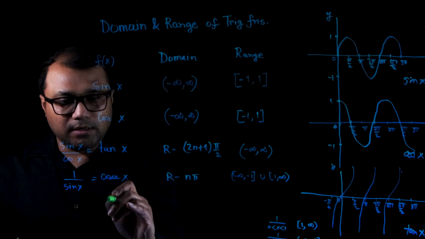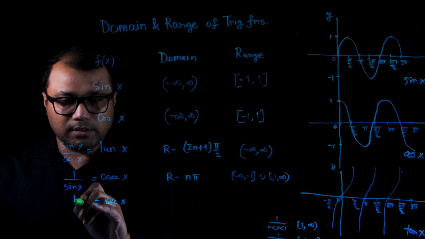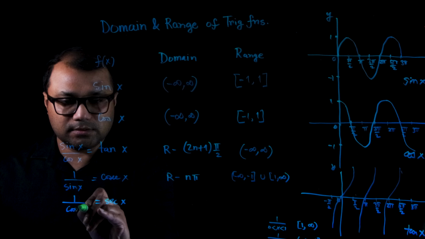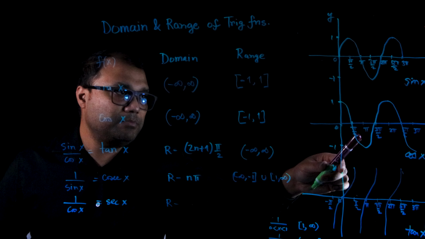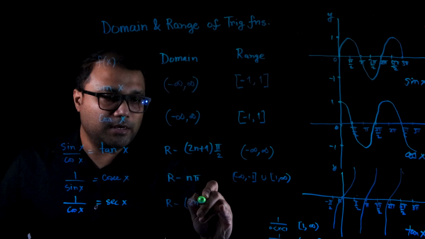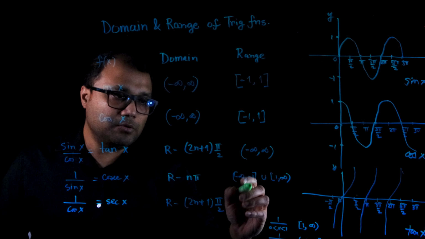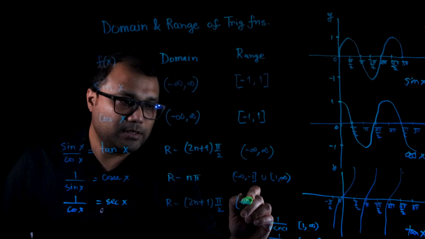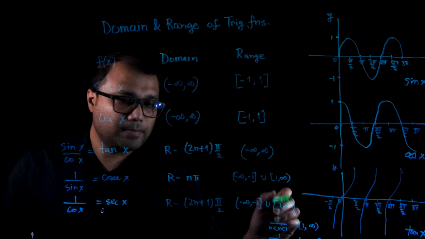Okay. Similarly, let's quickly do sec x now. Sec x, like we know, is 1 by cos x. Now it will be undefined whenever cos x is 0. And when is cos x 0? Cos x is 0 at pi by 2, 3 pi by 2. So all odd multiples of pi by 2. Okay. And what is the range? The range will be similar to cosec x, minus infinity to minus 1 union 1 to infinity.